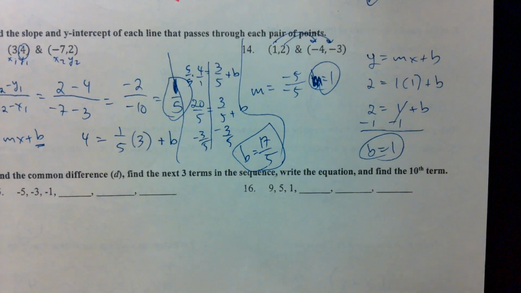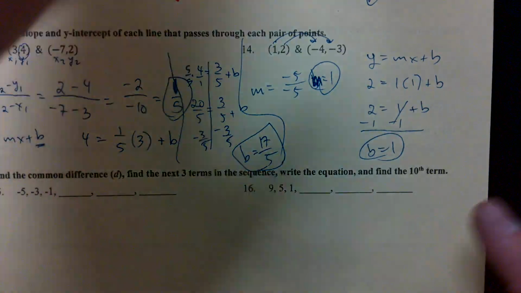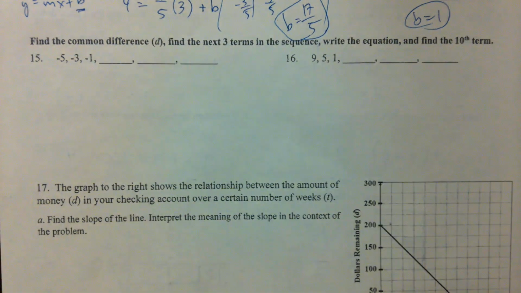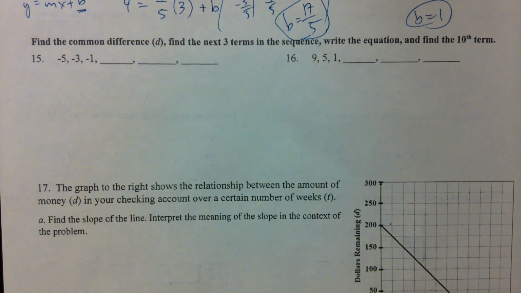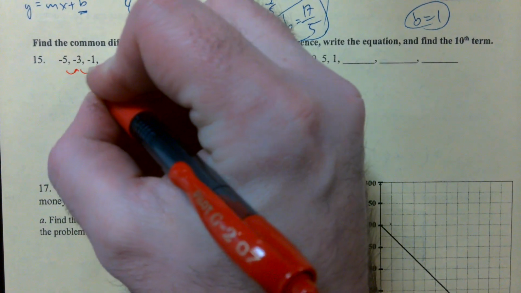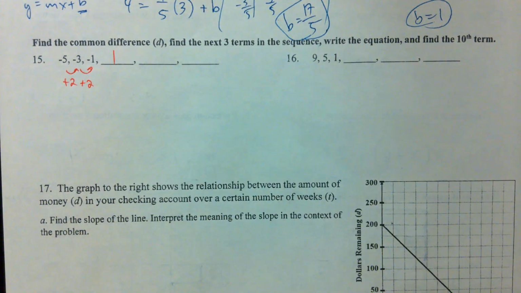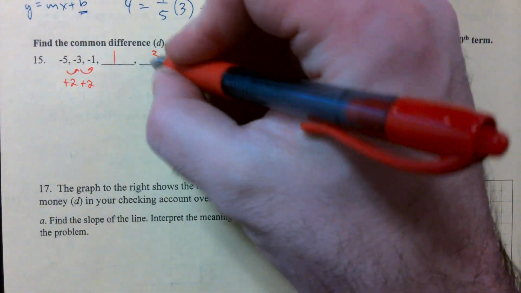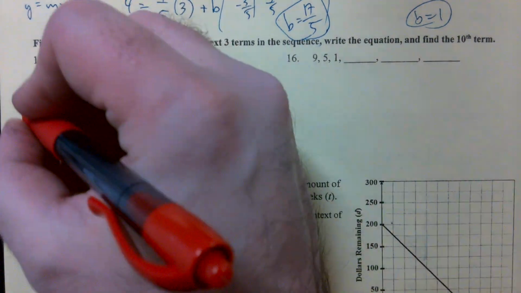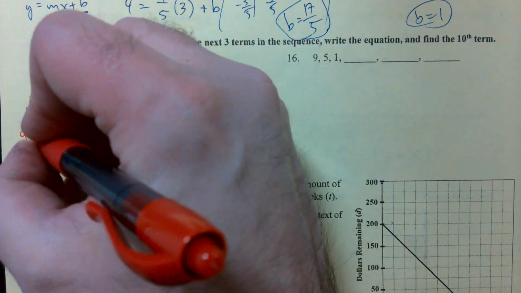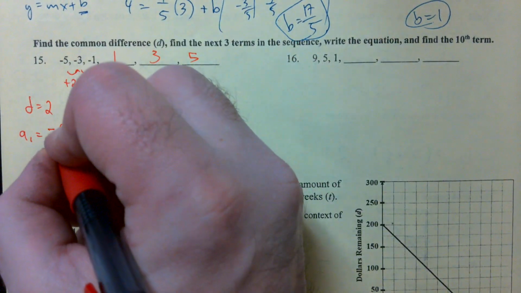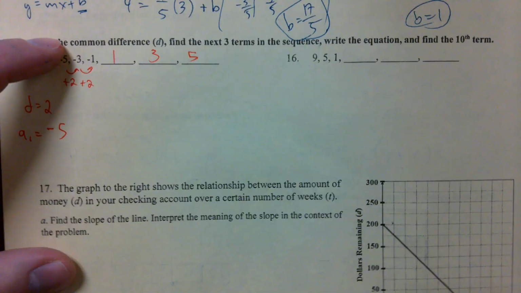Does this sound good, Precious? 13, 14? Nice. Yeah, 13 was ugly. 14 is a little bit better. 15, this is nice and fresh in our brain. What's my common difference here in 15? Plus 2. What's next? 1, and then 3, and then 5. So my D is equal to 2. What's my A sub 1? Negative 5. Right? Negative 5 is my first term.